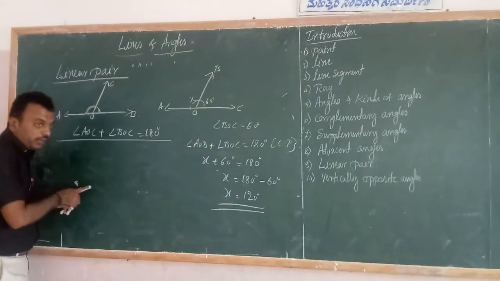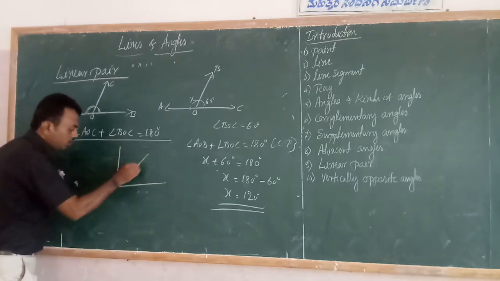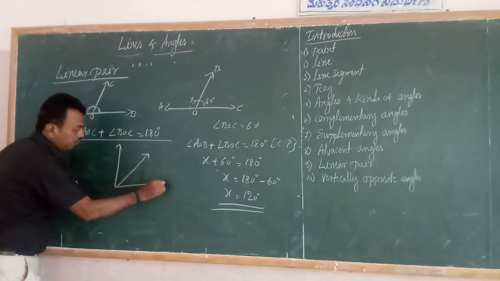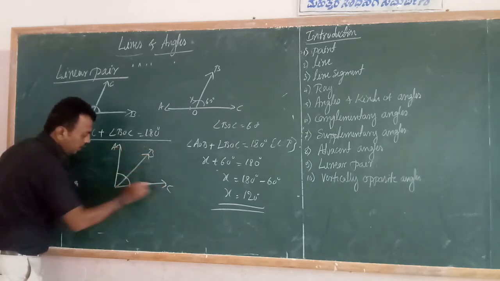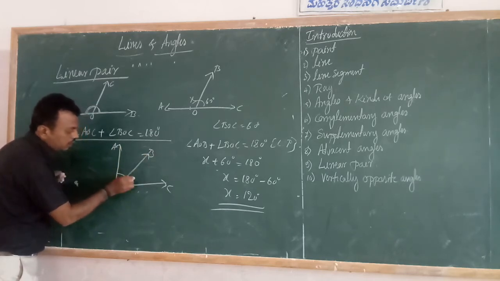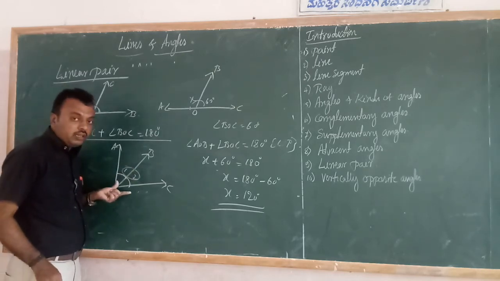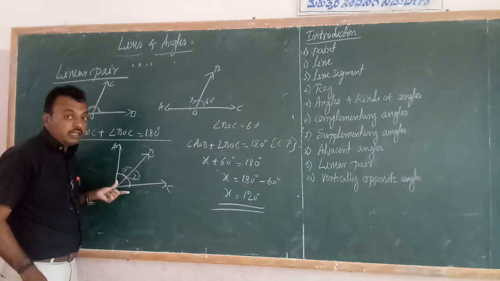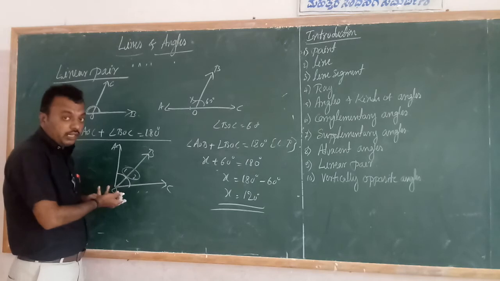Is it a linear pair or not? You should identify that. Okay, A, B, C and O. AOB and BOC, are they two angles whose sum is equal to 180 degree? If you sum the two angles and get 180 degree, then it is a linear pair. Is it a linear pair or not? It is not a linear pair because it doesn't have any straight line.